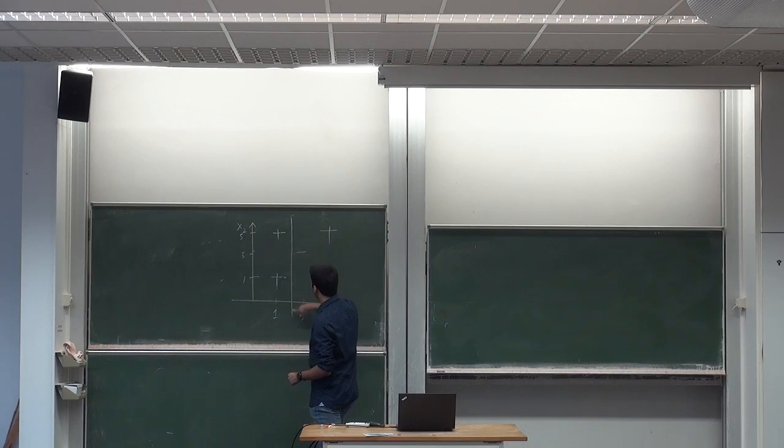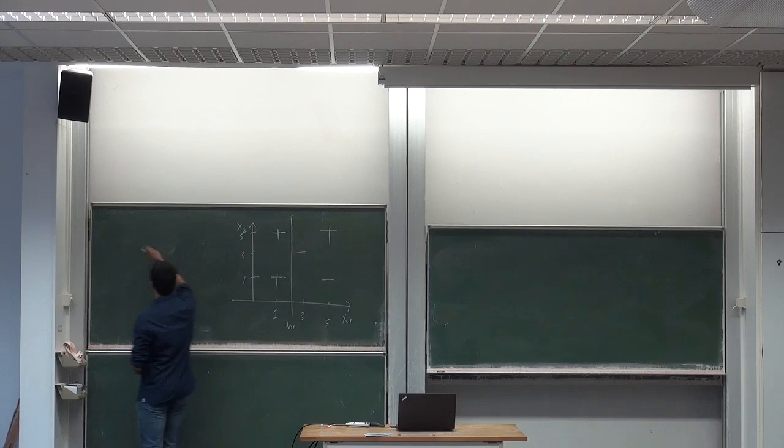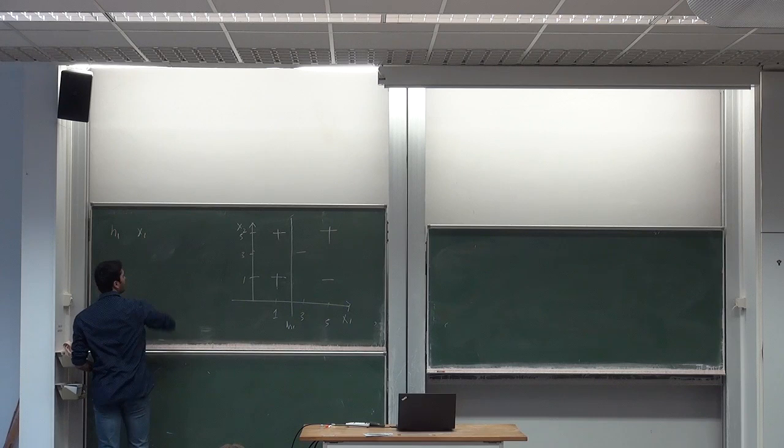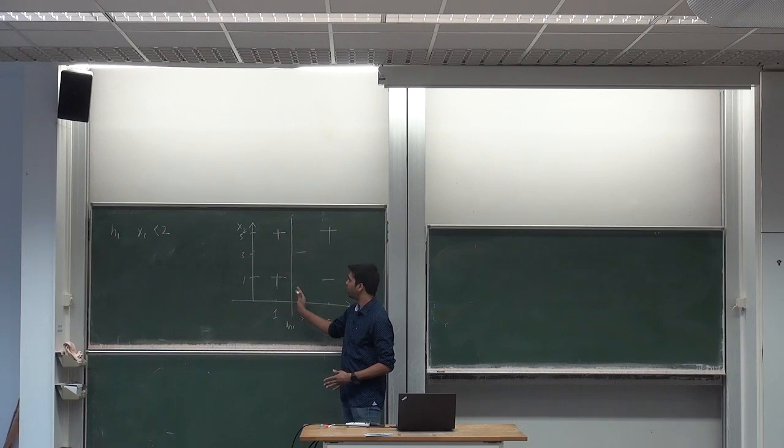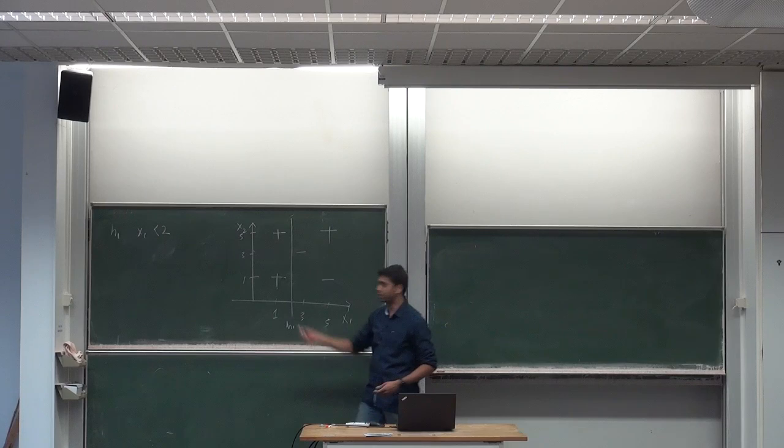And this guy, H1, basically says if my X1 is less than, for example, 2 — so this is one decision boundary — so X1 less than 2, everything to the left is a positive example, everything to the right is a negative example. This is what this weak classifier says.